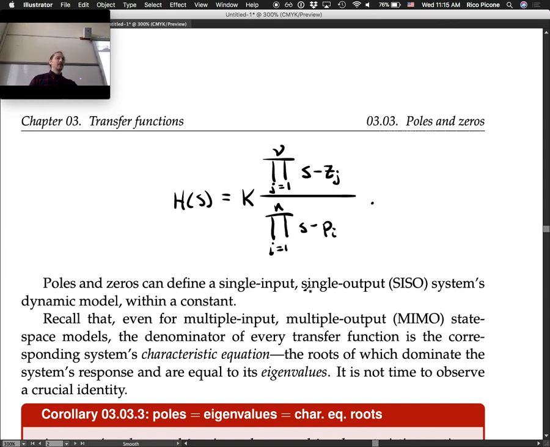Now, this is interesting that we can write the transfer function, which we've said is a complete system representation, right, for a system. Just like the differential equation or a state space model, you can write it all in terms of its zeros and its poles within a factor k. So that means that zeros and poles are pretty important, right? They're pretty key.